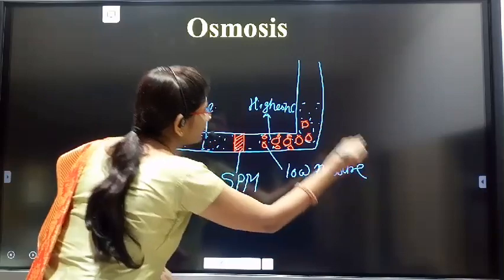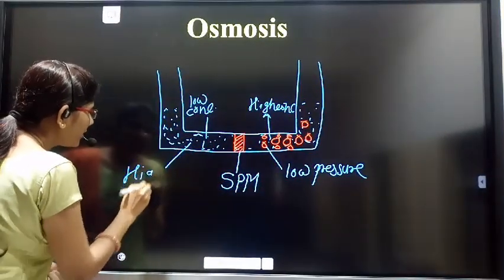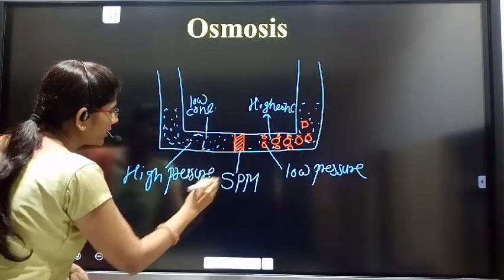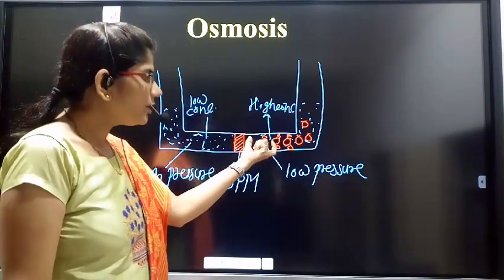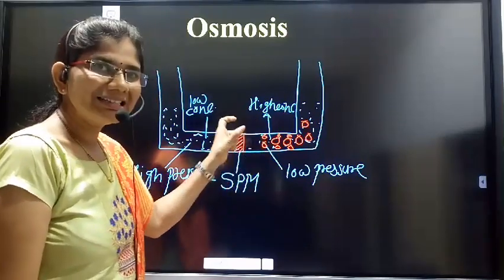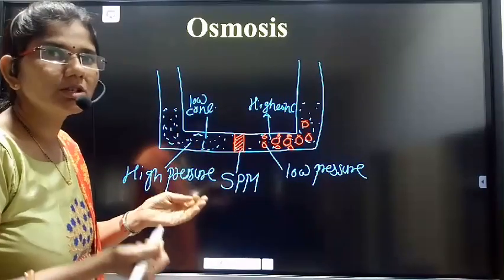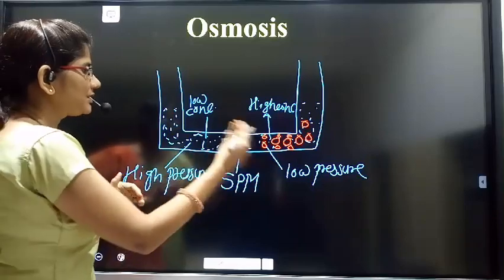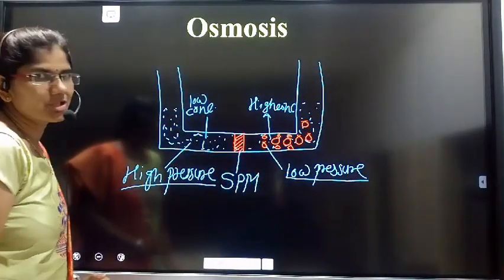So this is the region of low pressure and this is the region of high pressure. Because when we add a solute in this part, it becomes a solution, and the vapor pressure of a solution is lower than that of the pure solvent, and therefore obviously it is the low pressure region and this is the high pressure region.